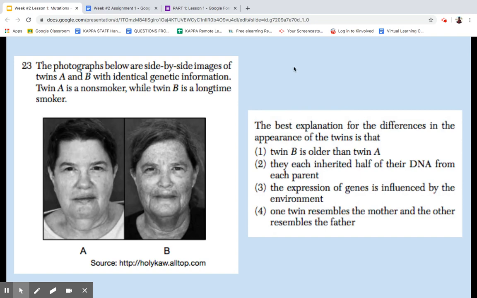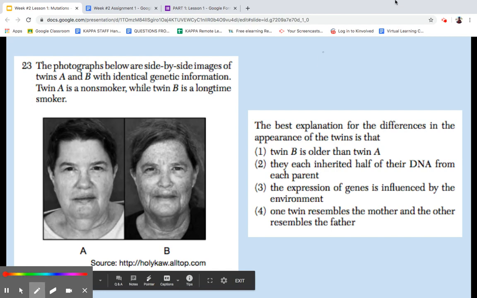1, twin B is older than twin A. 2, they each inherited half of their DNA from each parent. 3, the expression of genes is influenced by the environment. Or 4, one twin resembles mother and the other resembles father. Take a moment to answer in your head.